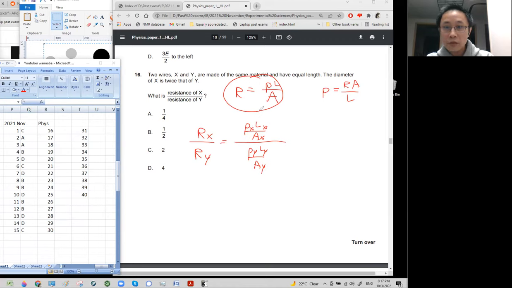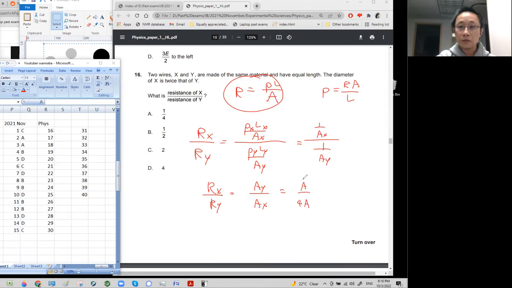Equal length and equal material. X has twice the diameter, so classic trap. I'll just finish writing this first. Rx over Ry equals Ay over Ax. So if the diameter of X is twice that of Y, then the cross-sectional area of X is 4 times. So the answer should be A.